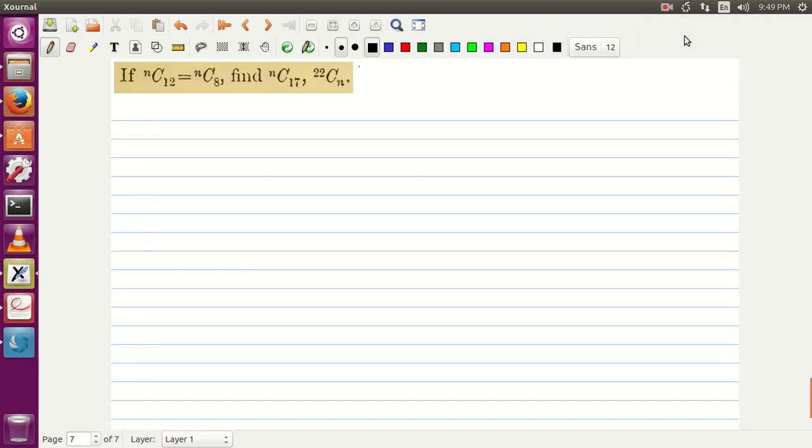Okay, now let us look at this problem. It says if nC12 is equal to nC8, find nC17 and 22Cn. So all we have to do is find the value of n, and then we can find nC17 and 22Cn. For this problem, remember that we showed that nCr is equal to nC(n minus r).